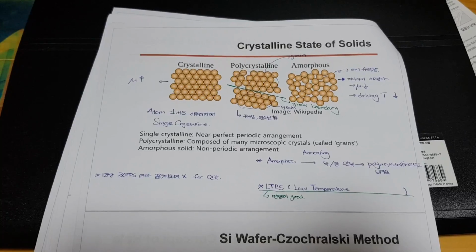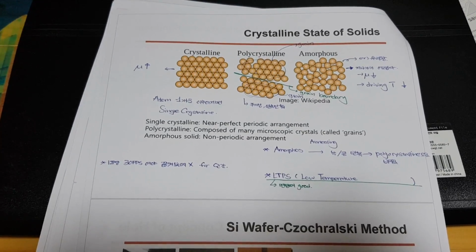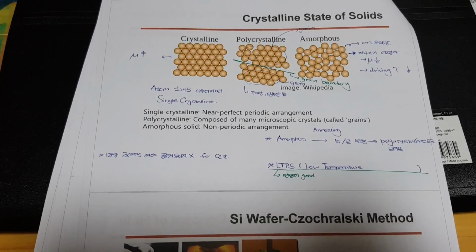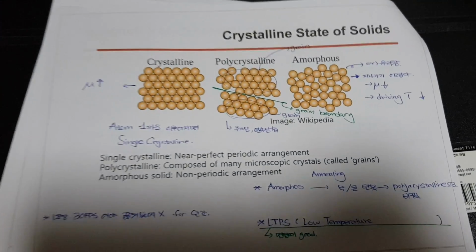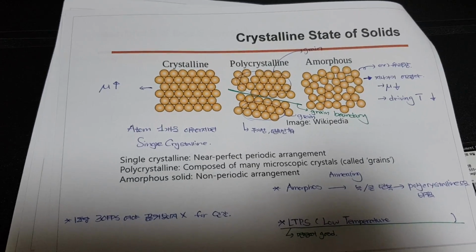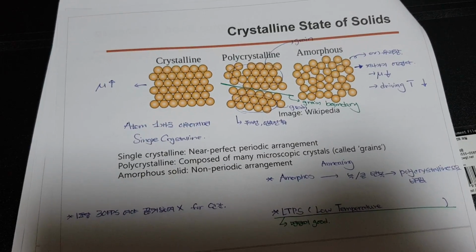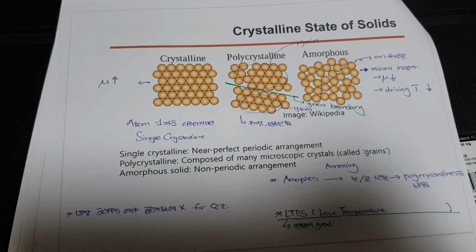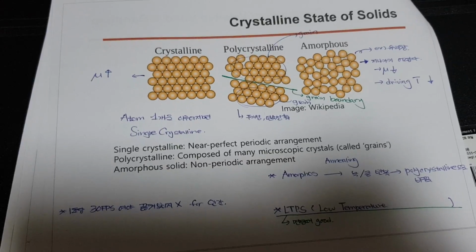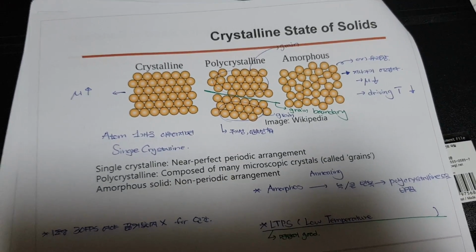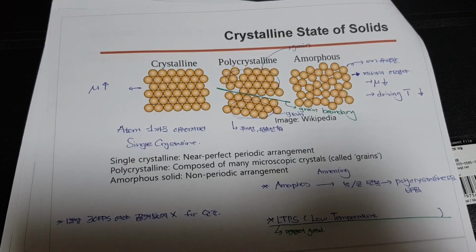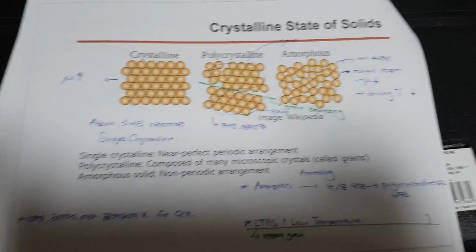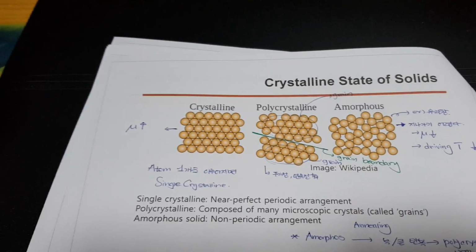And this page is about the crystalline state of solids, and there are 3 types of solid. First is crystalline, second is polycrystalline, and last is amorphous. As you can guess from this picture, crystalline has periodic order, and polycrystalline is not that periodic, but it has better conductivity than amorphous.